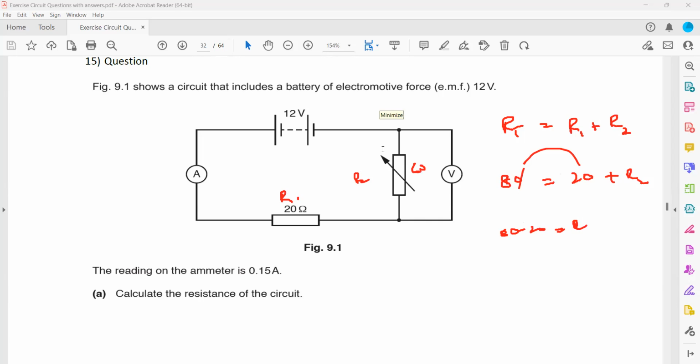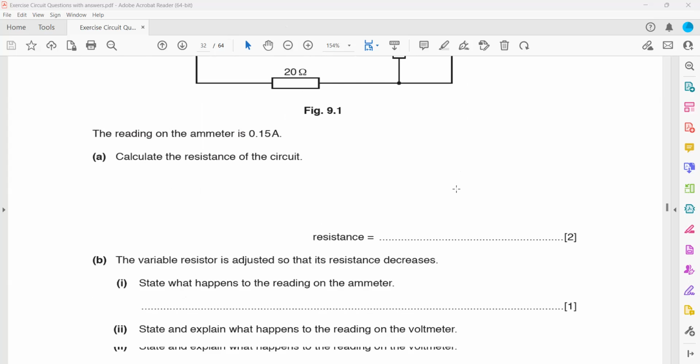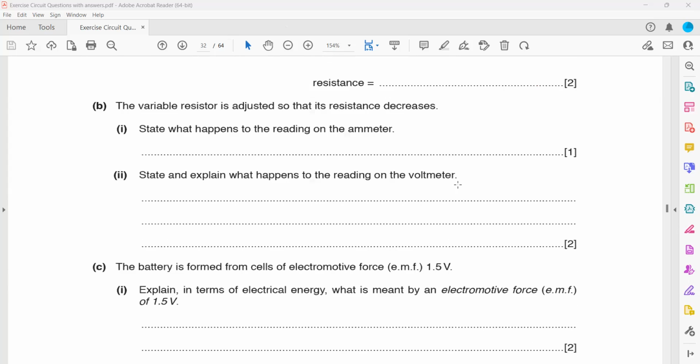Voltmeter and ammeter take some, but we consider it negligible. Practically, yes, there will be some voltage across the ammeter, and there will be current in the voltmeter, but we assume it is not taking any.